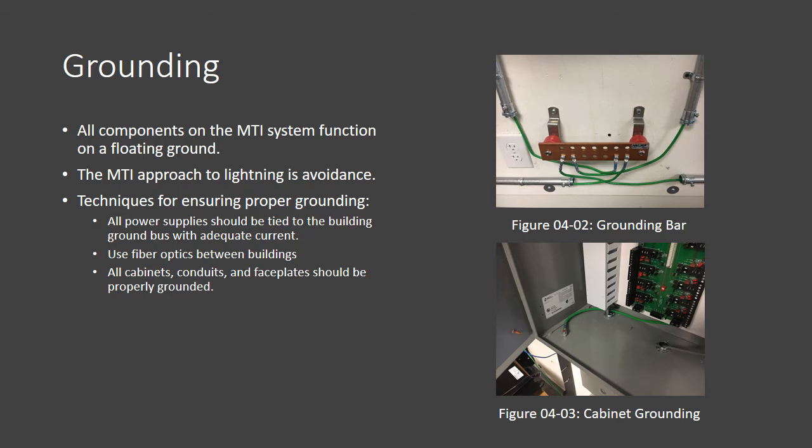You should, secondly, use fiber optics between buildings, whether that's through your networking or in the case where you might have to run a data loop between buildings, you should do so with an optocoupler so that you isolate those data loops. All cabinets and conduits and faceplates should be properly grounded according to NEC standards.